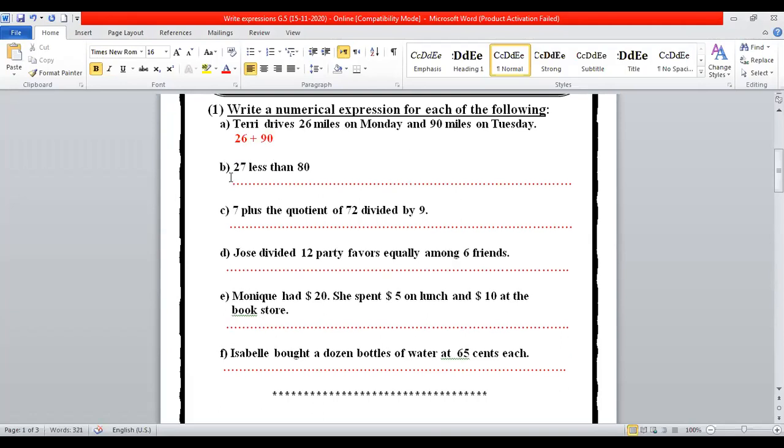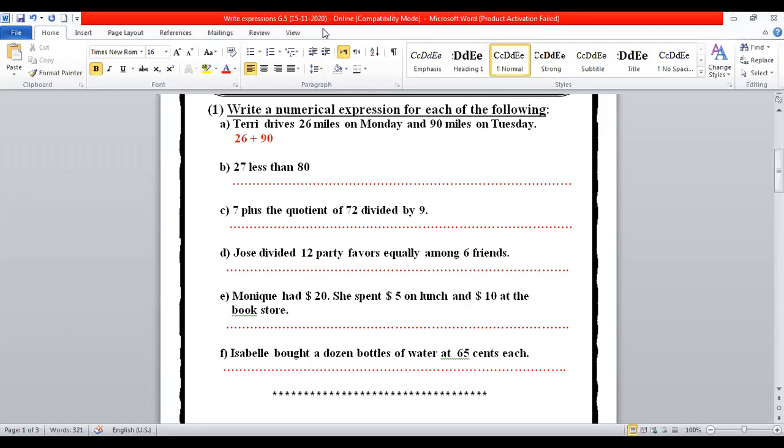B, 27 less than 80. Less than means plus or minus, guys? Less than means minus. And we start with the number after it.